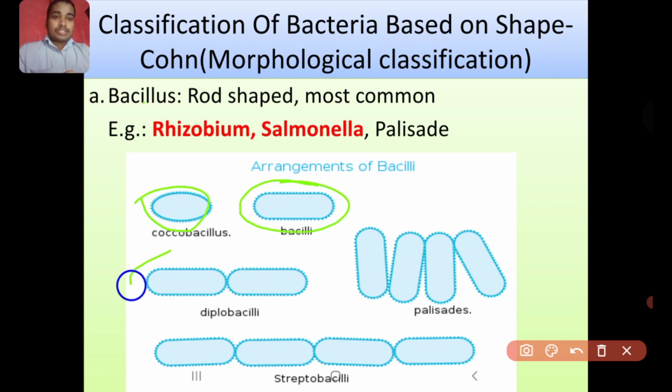If two rods are joined head to head, it is known as Diplobacilli. Remember, diplo means two here. And if they are joined randomly, it is known as palisades. And if more than two bacilli are joined together, interlinked head to head or head to tail, like a straight chain, then it is known as Streptobacilli. Examples: Rhizobium, Salmonella, and Palisade.